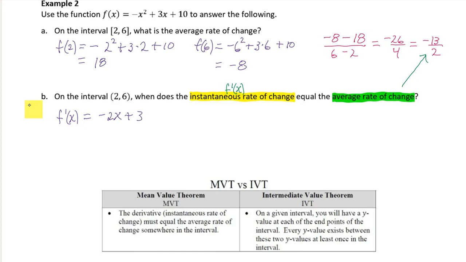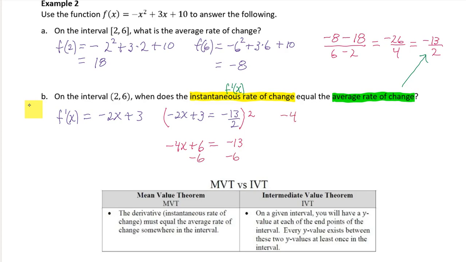And then we're going to set that equal to the average rate of change. So negative 2x plus 3 equals negative 13/2. All right, so most of us don't like dealing with fractions, so the first thing I'm going to do is multiply both sides by 2 in order to clear out the fraction on the right side here. So when I multiply by 2 on the right, I just have negative 13, but I also need to multiply by 2 on the left, so that's negative 4x plus 6, which makes this maybe a little bit easier to solve. So I'm going to subtract 6 on both sides. We'll start off by doing that.